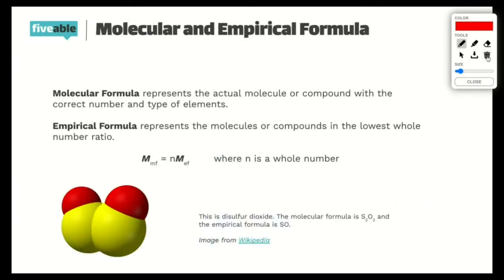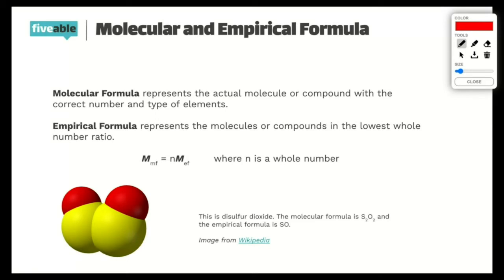Sorry about that. So sulfur monoxide is the empirical formula, and it probably doesn't exist. Sulfur dioxide is the actual molecular formula for this thing. And this actually brings us up to our second unofficial equation. The molar mass of the molecular formula is equal to a whole number times the molar mass of the empirical formula.